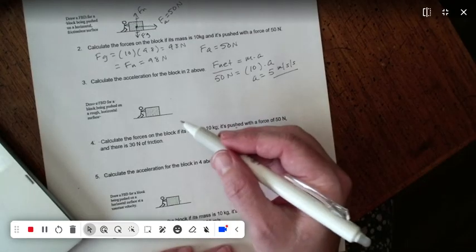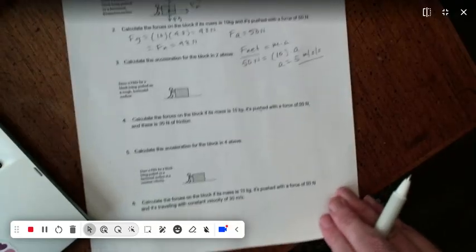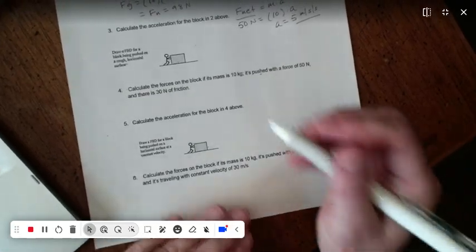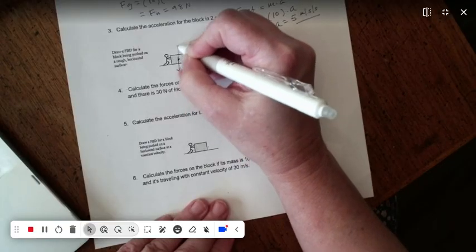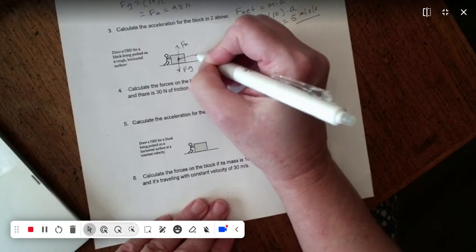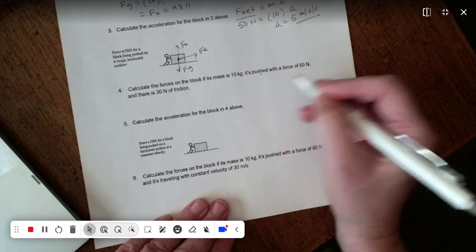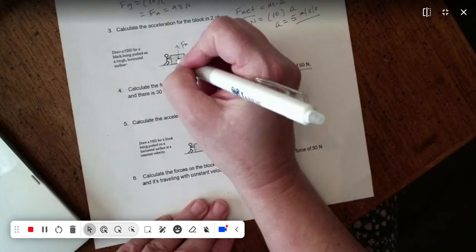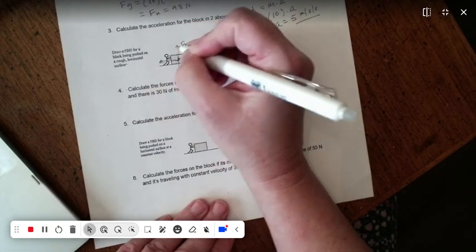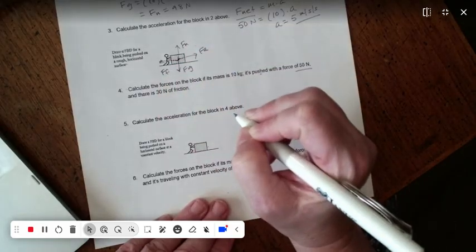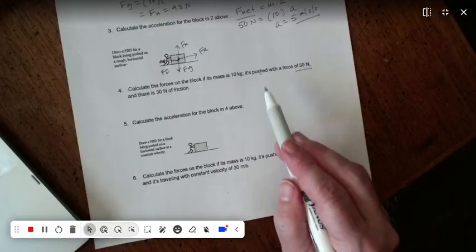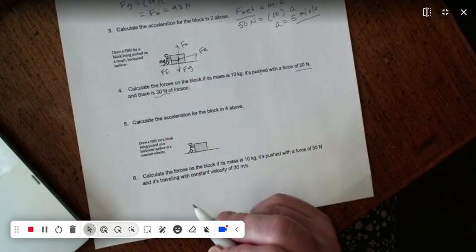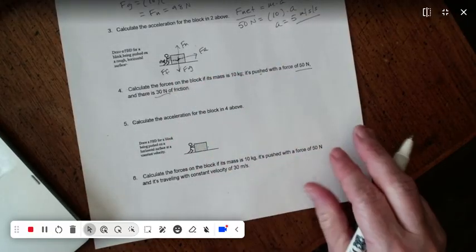Okay, so now we're pushing it on a rough horizontal surface. So that means we have, again, force of gravity, normal force, applied force, same 50 newtons, but then we've also got friction. And that should really be a little bit smaller, so, because there's less friction, 30 newtons of friction, okay.